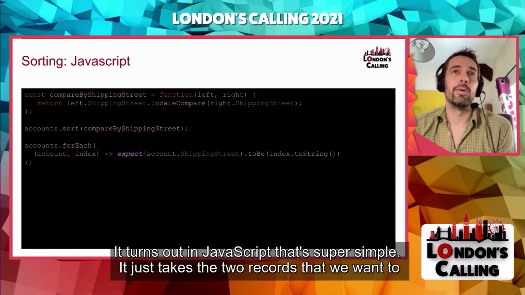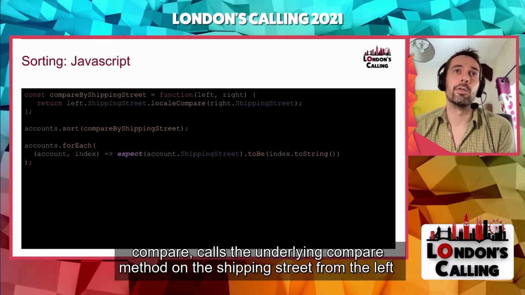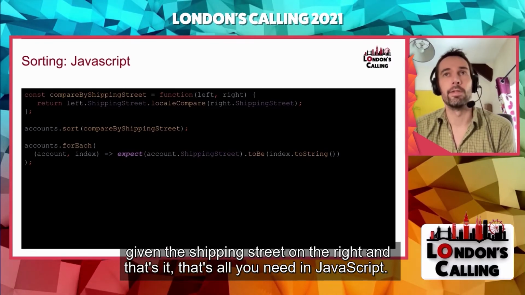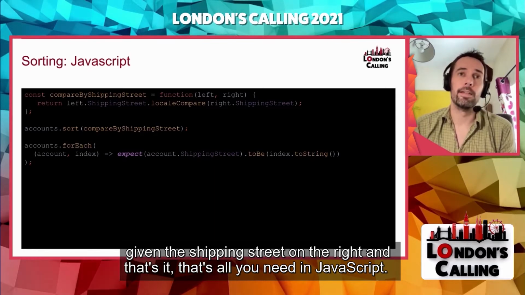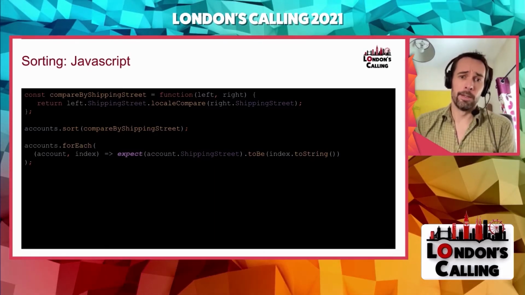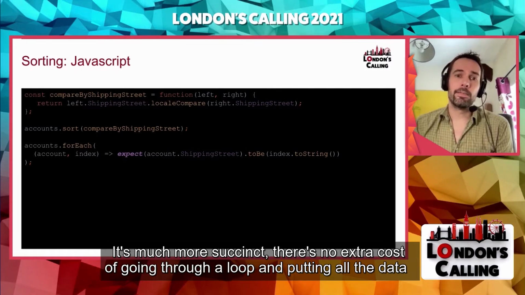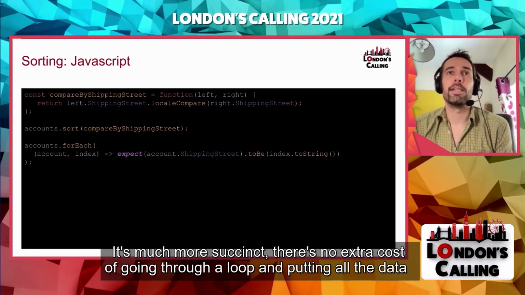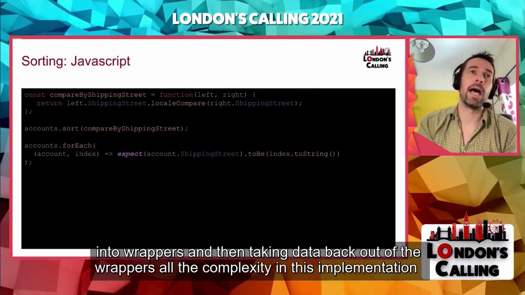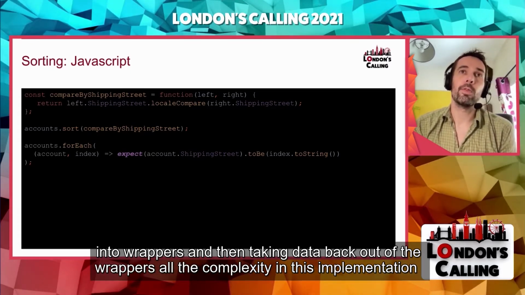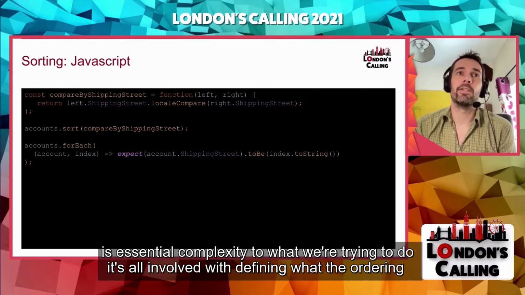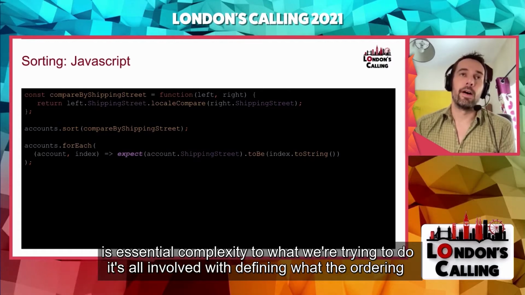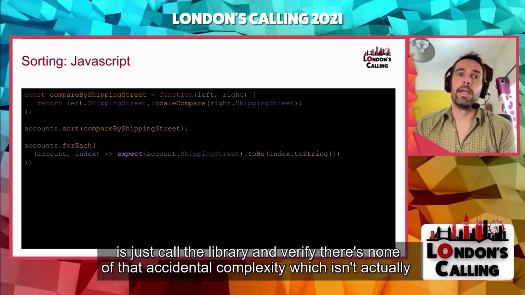It just takes the two records that we want to compare and calls the underlying compare method on the shipping street from the left, given the shipping street on the right. And that's it. That's all you need in JavaScript. It's much more succinct. There's no extra cost of going through a loop and putting all the data into wrappers and then taking data back out of the wrappers. All the complexity in this implementation is essential complexity to what we're trying to do. It's all involved with defining what the ordering is, just call the library and verify.